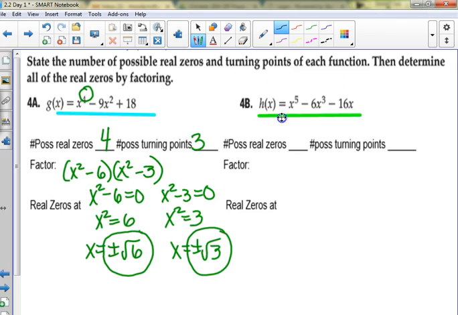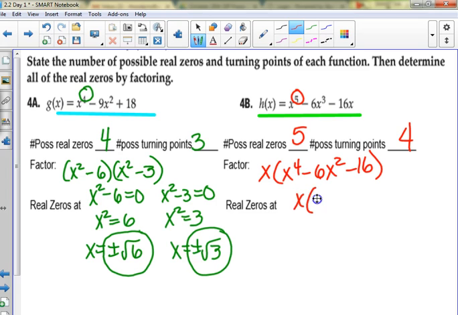Okay. What about this one? Okay, let's start by degree 5. So it has 5 possible zeros. How many turning points? 4. Factor, take out an x, I heard. X to the 4th minus 6x squared minus 16. Now what? X squared and x squared, minus 8 and plus 2, she said. Does that give us a minus 16 at the back? And the inside outside give us a negative 6x squared in the middle?